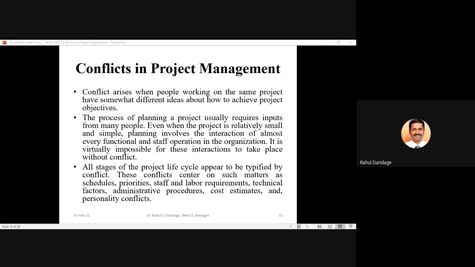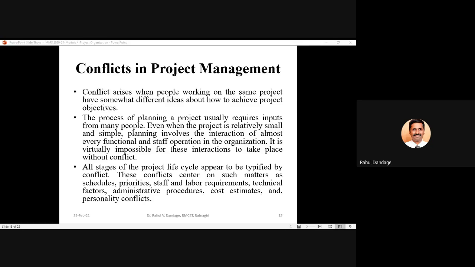All stages of the project life cycle appear to be typified by conflict. These conflicts center on matters like schedules, priorities, staff and labor requirements, technical factors, administrative procedures, cost estimates, and personality conflicts. So among the variety of conflicts we can have, there may be conflicts over the schedules. Somebody may feel that a particular process can be finished in one day. Somebody may feel that one day is not sufficient, it will require 2 days. Somebody will say it may not be completed in 1 or 2 days, it will require 10 days. Everybody will have their own opinion.